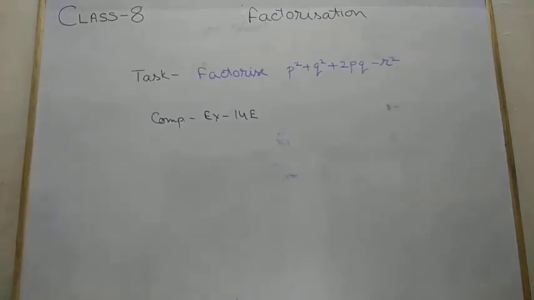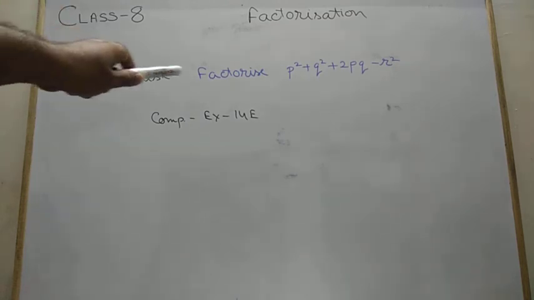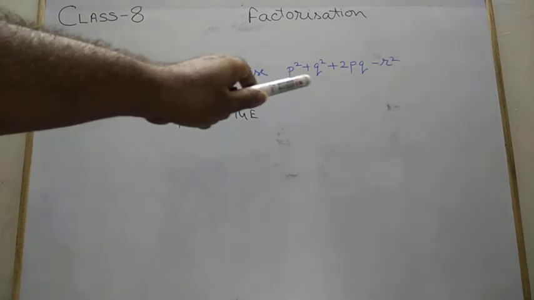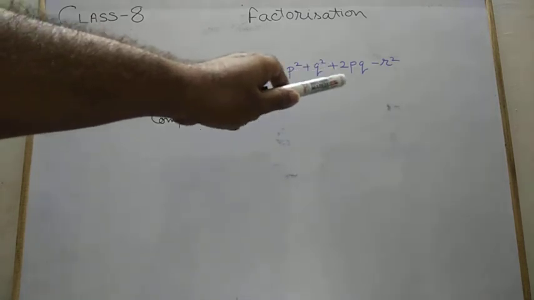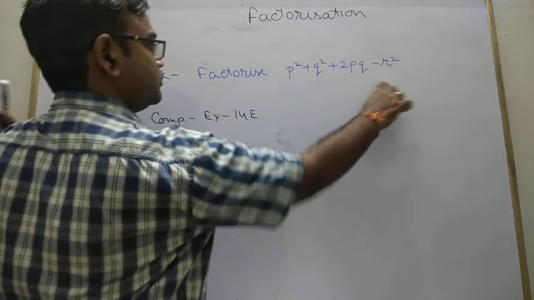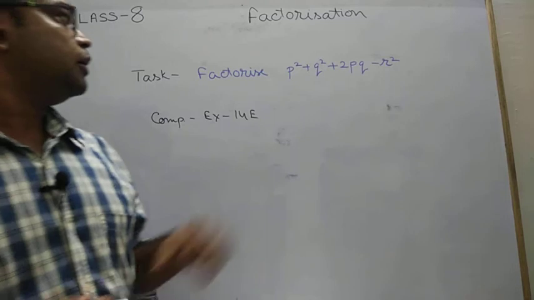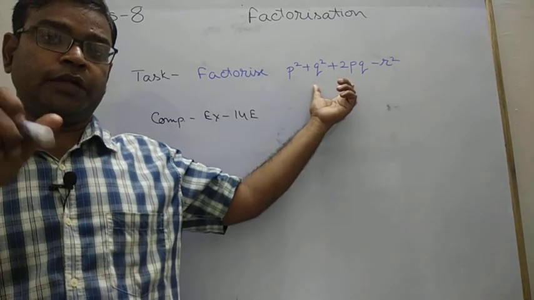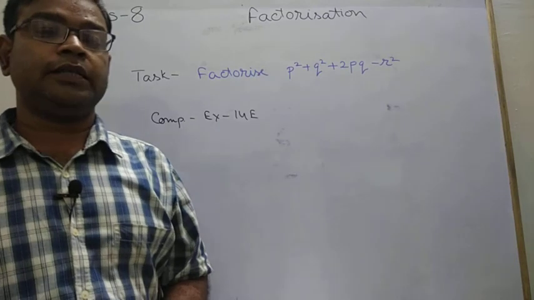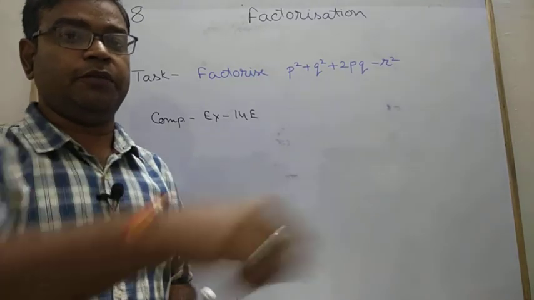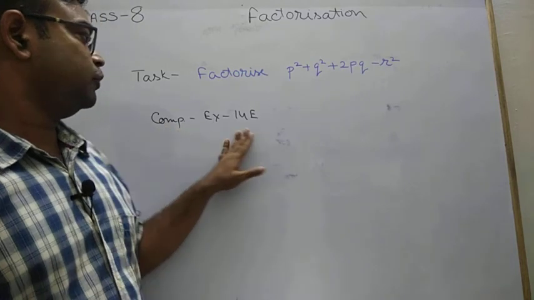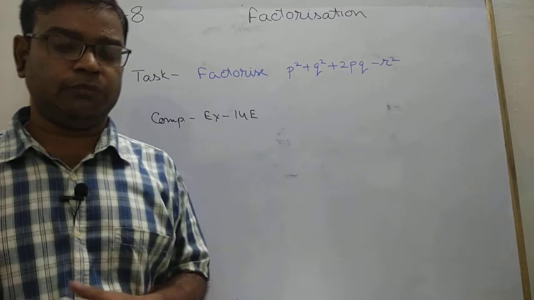Now as you can see, this first part: factorize p square plus q square plus 2pq minus r square. This is your today's task. You must do this as soon as you end the video. Do this task and give the answer in the comment part of the video just below. And your homework is to complete up to exercise 14E, that I am discussing from the book.